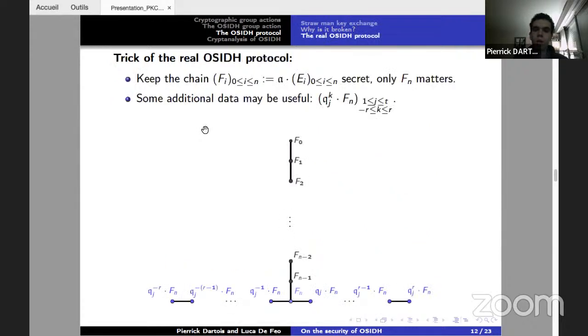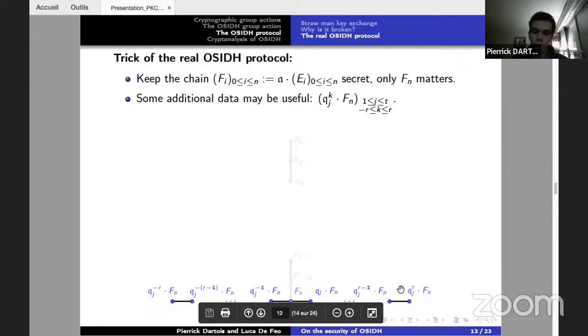So the trick introduced by Colò and Kohel is not to exchange the whole chains, but instead only vertical information given by the group action of the q_j, the generators that we have, on the ending element of the chains.